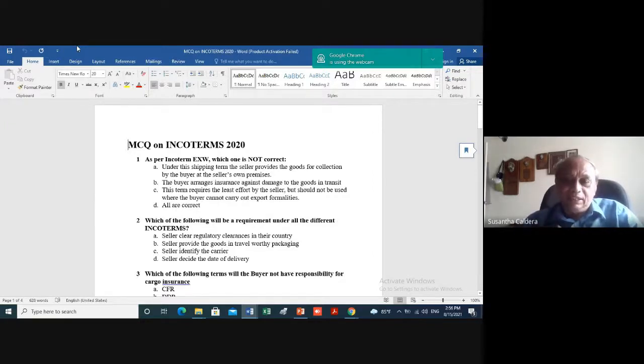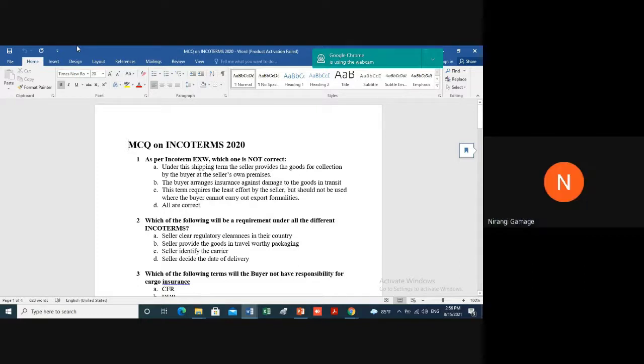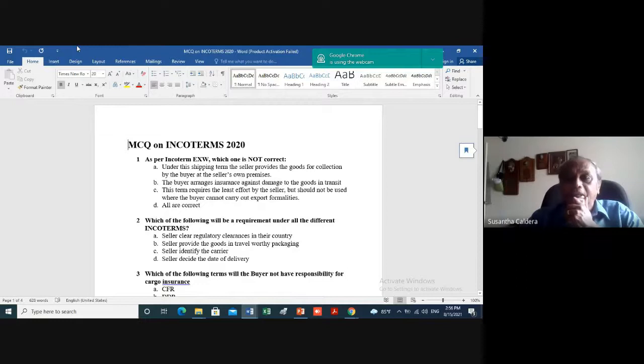As per Incoterm EXW, which one is not correct? The best thing is to check one by one whether each is correct or incorrect. The first one: under this shipping term, the seller provides the goods for collection by the buyer at the seller's own premises. Is it correct or not?